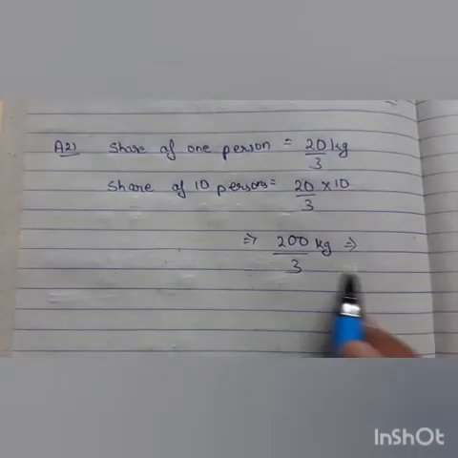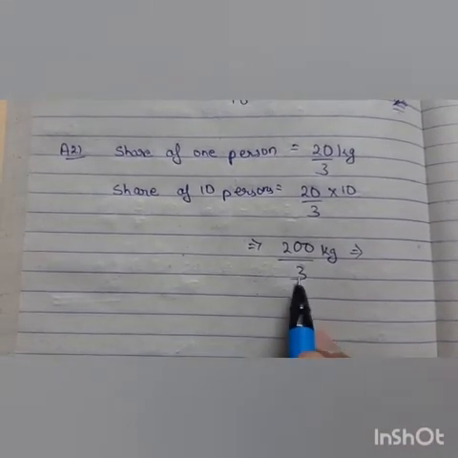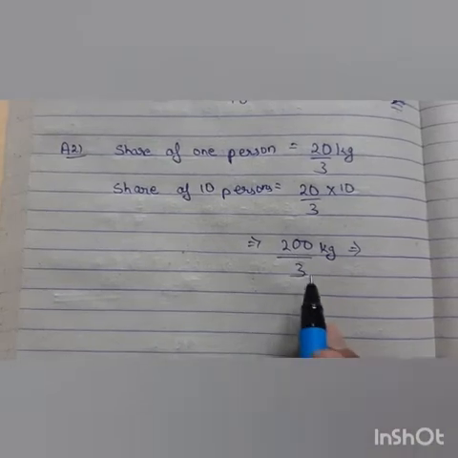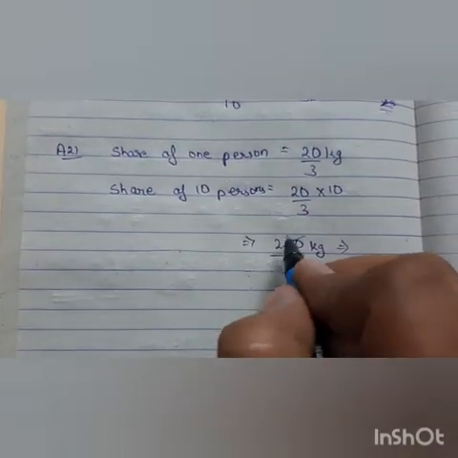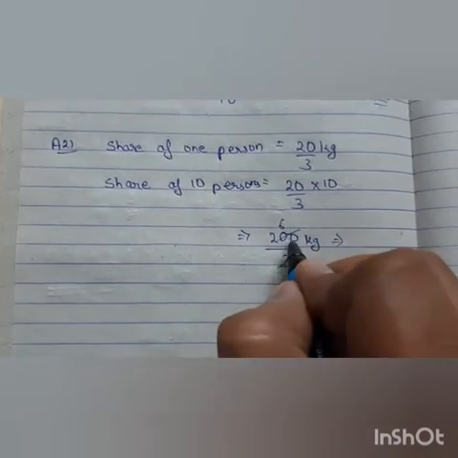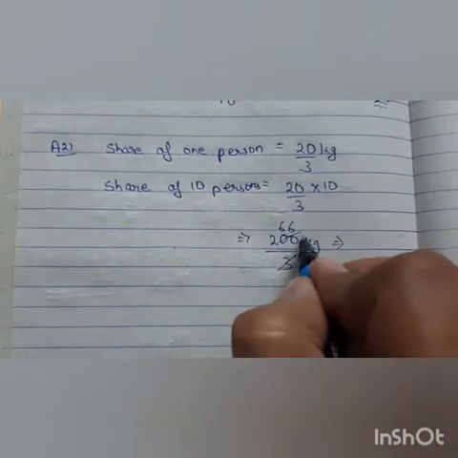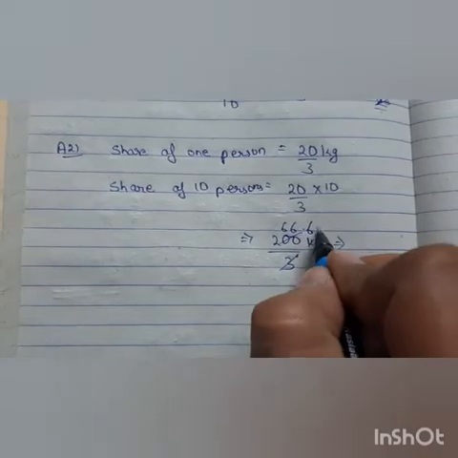Now this cannot be divided because 200 does not come under the divisibility rule. The answer will come in decimals. Let's see. 3 into 6 is 18, 20, 20. Again 3 into 6 is 18, 20, 20, 6, 6.